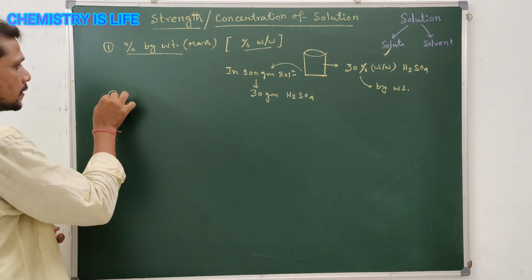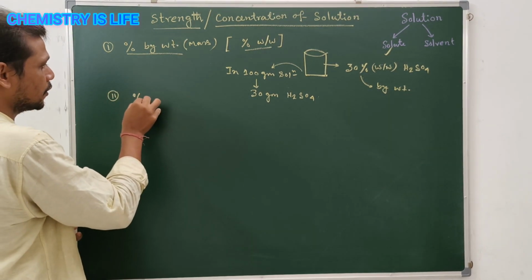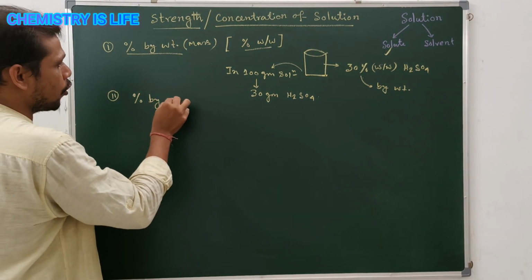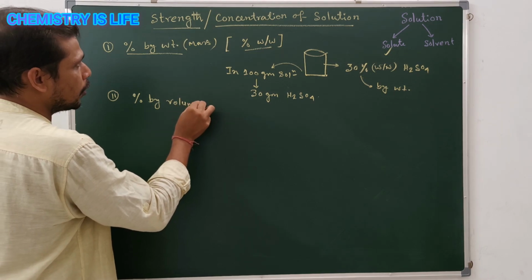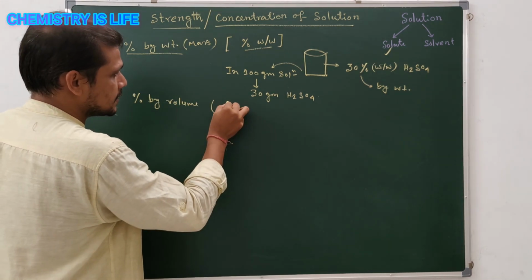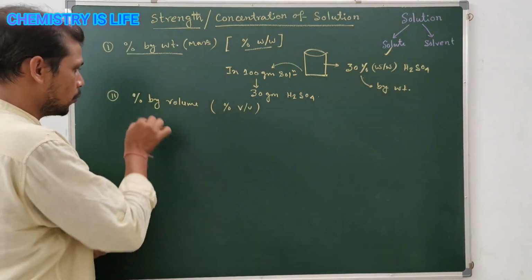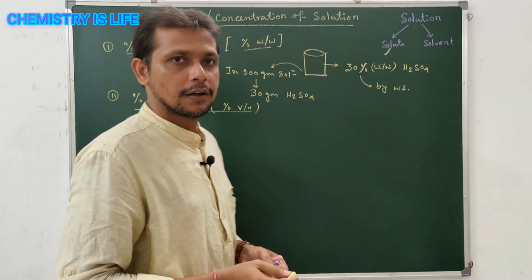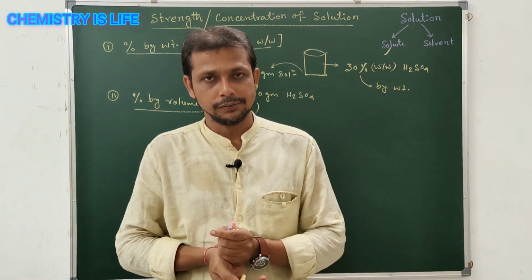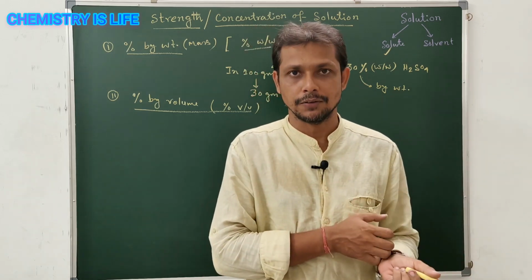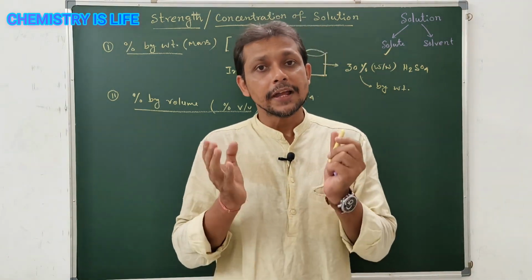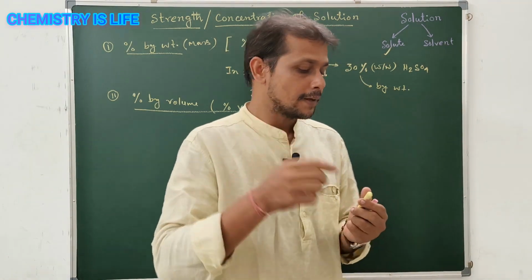Another is percent by volume, or it can be written as percentage V by V. What does that mean? It means the volume of solute present in 100 ml solution. So it is mainly applicable for liquid mixture.